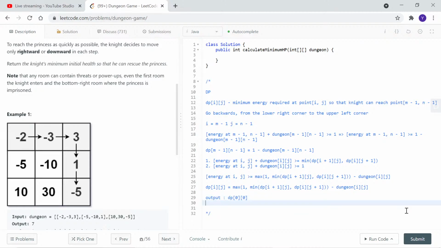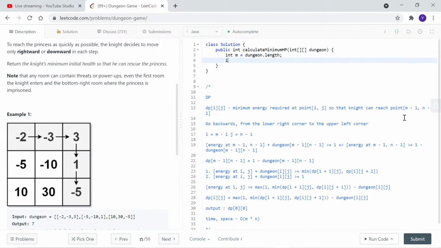Now the time complexity will be O(m) times n. Time and space both are O(m times n). So this is the thought process. Let's go code it. So we can say dungeon n is dungeon 0 dot length.